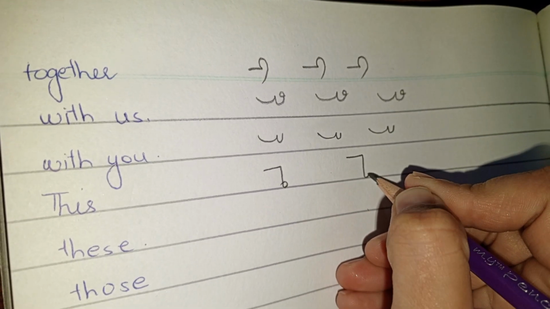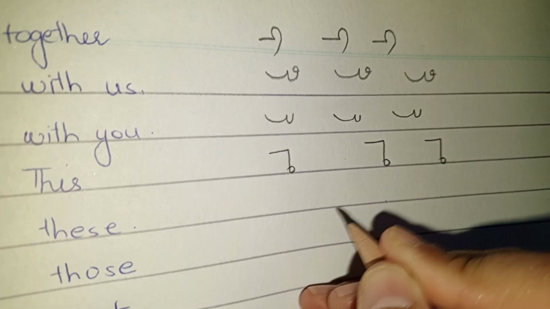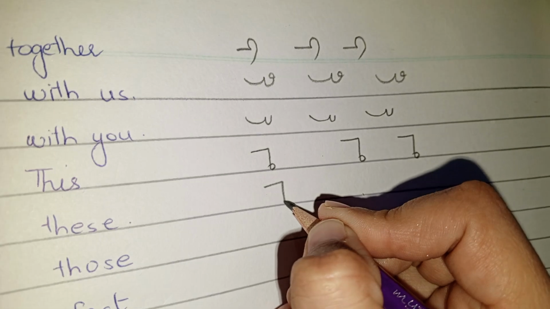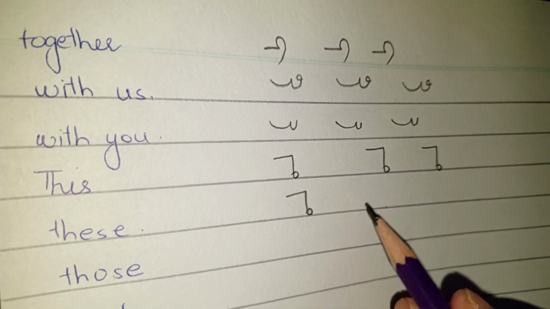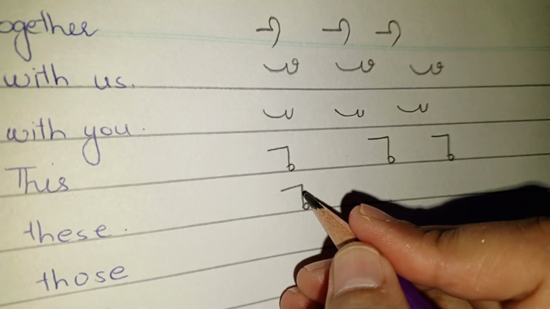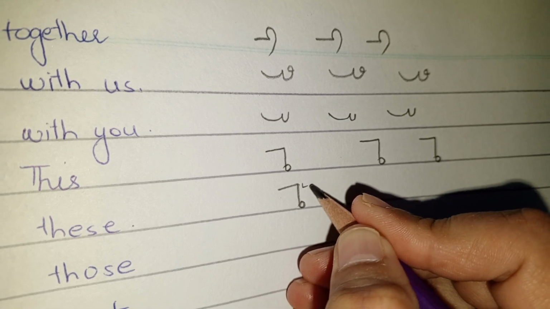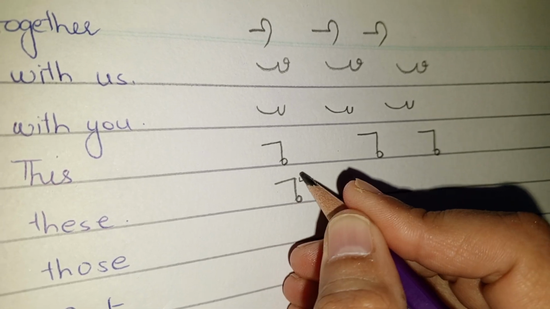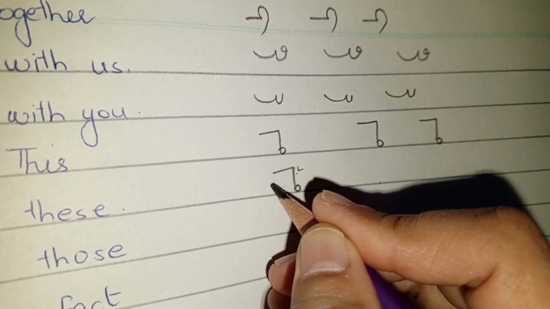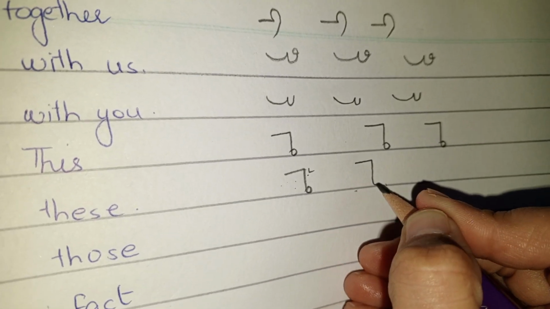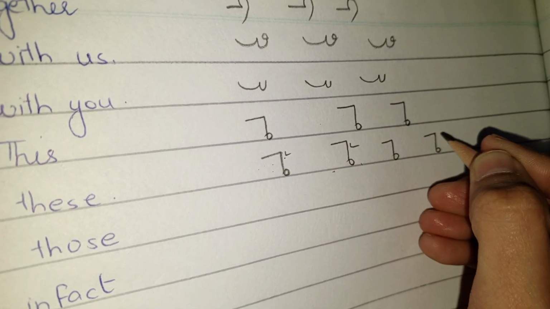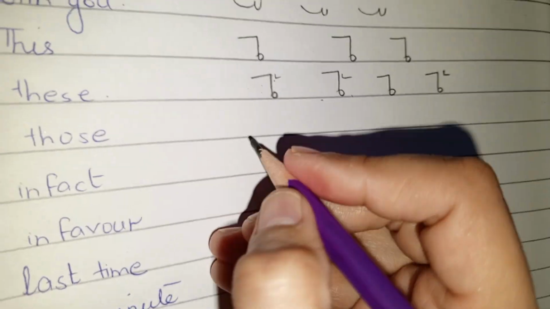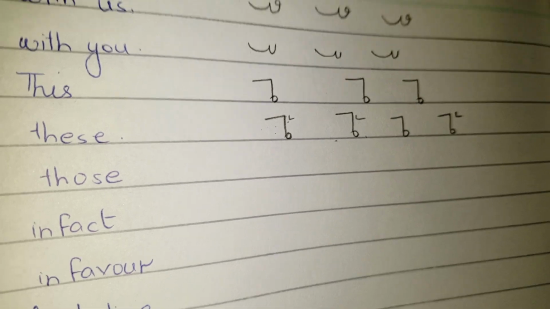This. THS. These. To make the difference between this outline and these outline, you can write here E. It will indicate the alphabet E in this outline. THES. It is just for the writer's convenience. It's up to you. You may write this indicator or you may not.